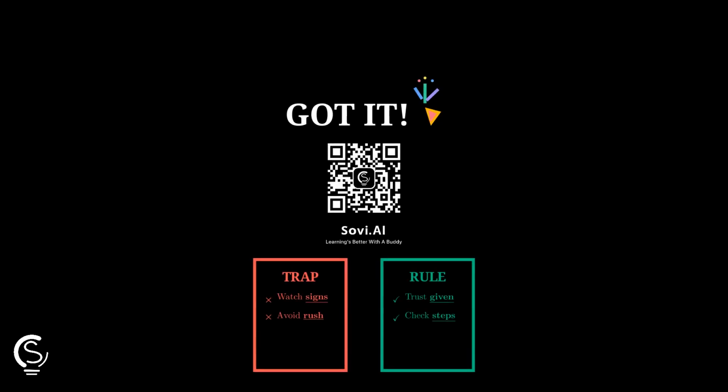Trap: sign mistakes and rushing. Rule: trust the given equations and check both derivative steps carefully.